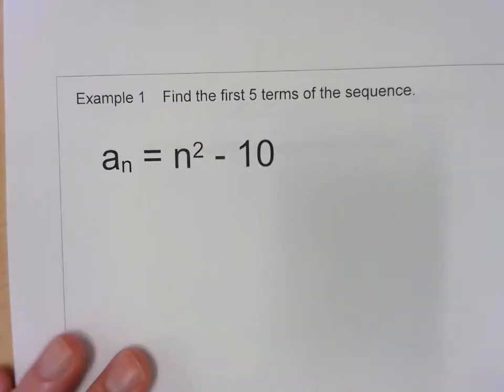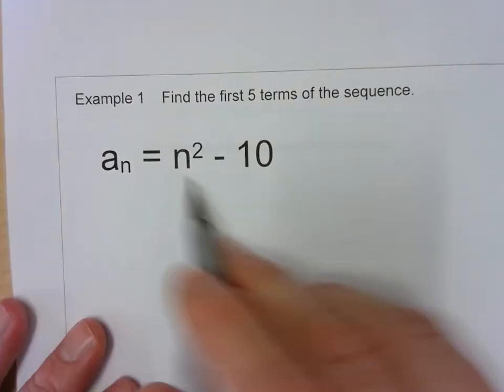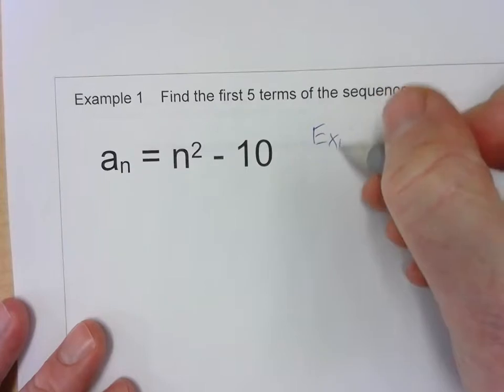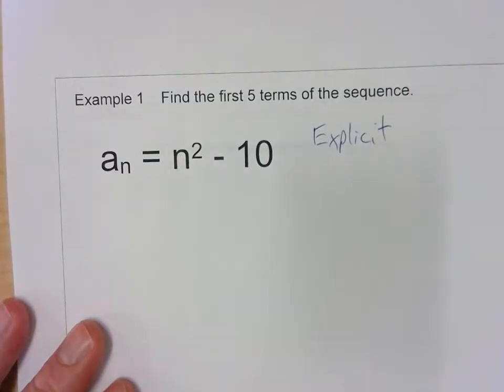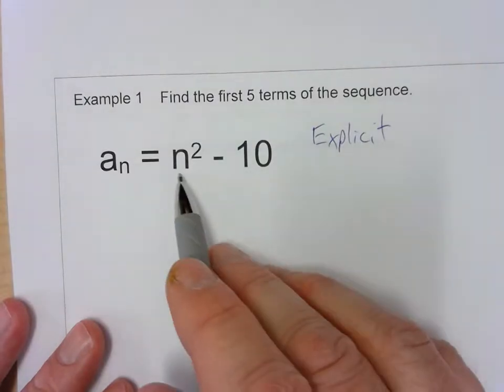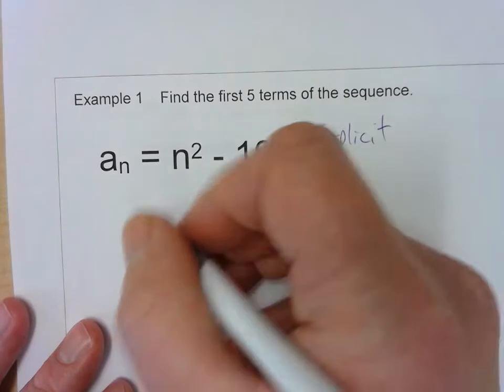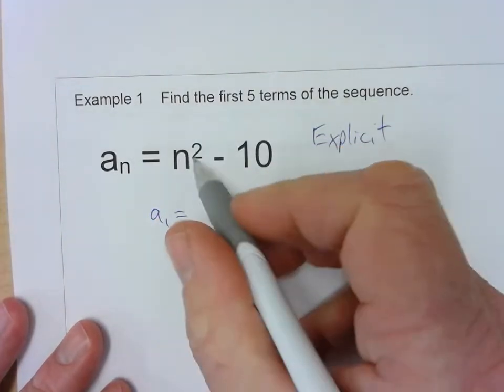So we're supposed to write out the first 5 terms of this sequence with a formula. This is called the explicit formula. With the explicit formula, you can jump to any term that you want to. So you can make n 100, you could go to the 100th term, you could go to the 8th term, you could do any term you want to. So A1 is the first term. So that means n is 1.